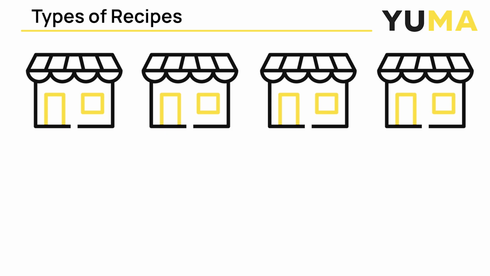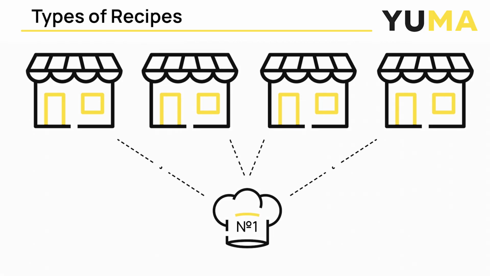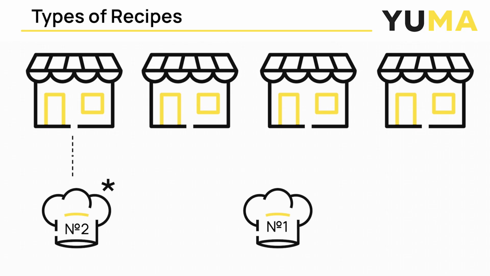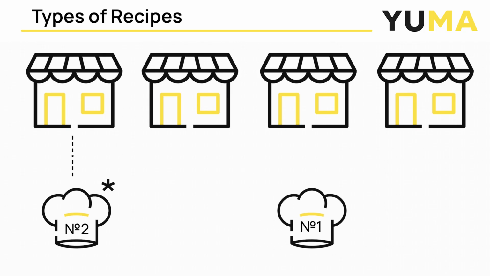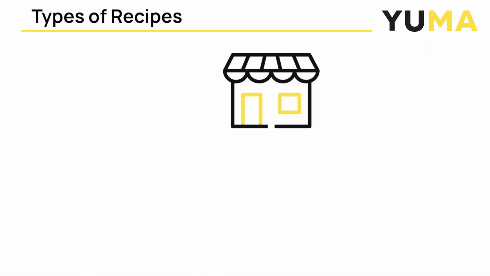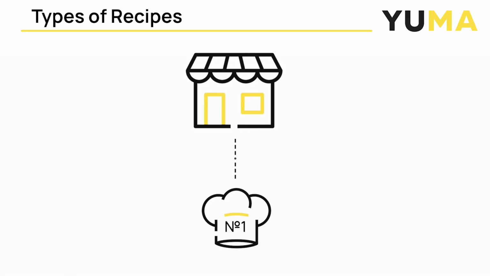If your stores follow the same recipe, you'll create a common recipe. But if a recipe varies by location, you can create an individual recipe for that specific store. The key thing to remember is this. If no individual recipe exists, Yuma will automatically use the common one. As soon as you add an individual recipe, it overrides the common version for that store. If you're running only one site, it's best to keep things simple and use common recipes.